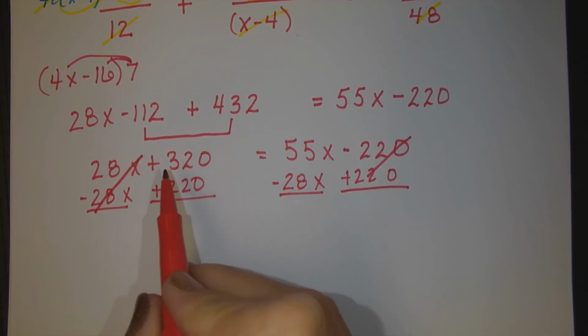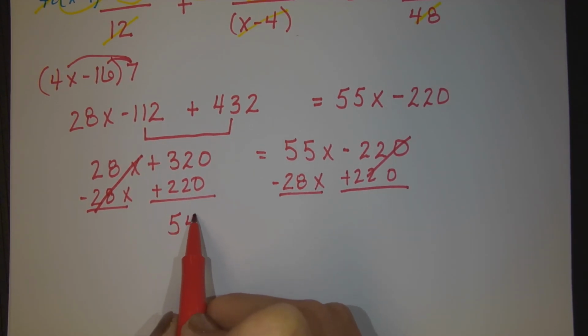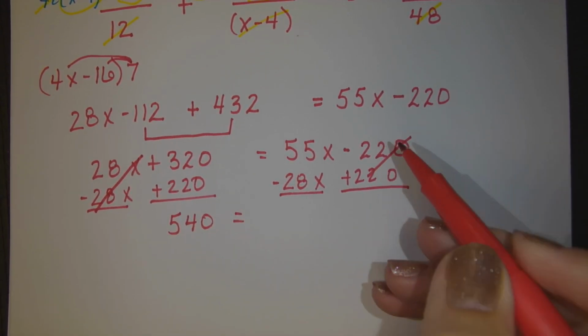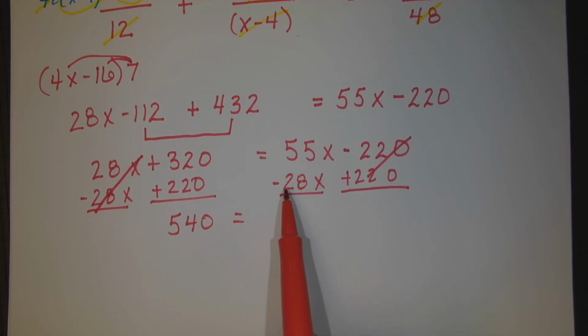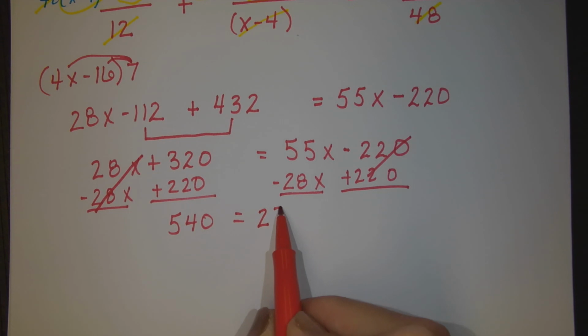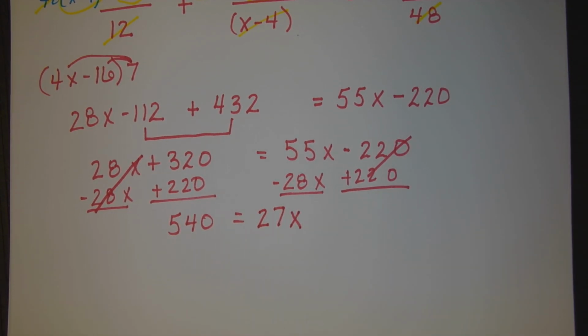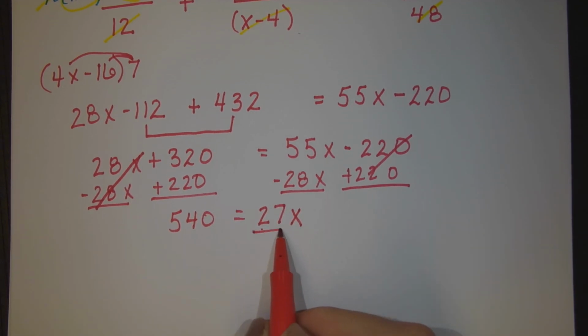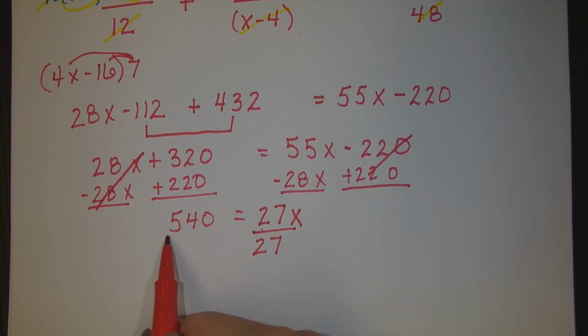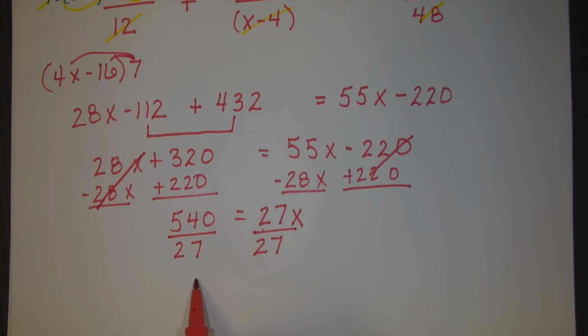So 320 plus 220 is 540 equals, that's gone. 55x minus 28x is 27x. It's crazy, but this will actually work. Now what? Divide by 27. Divide by 27, get that calculator out. Who's got it? 20.